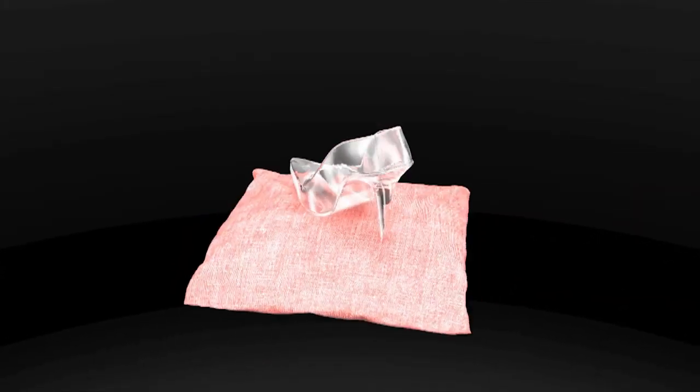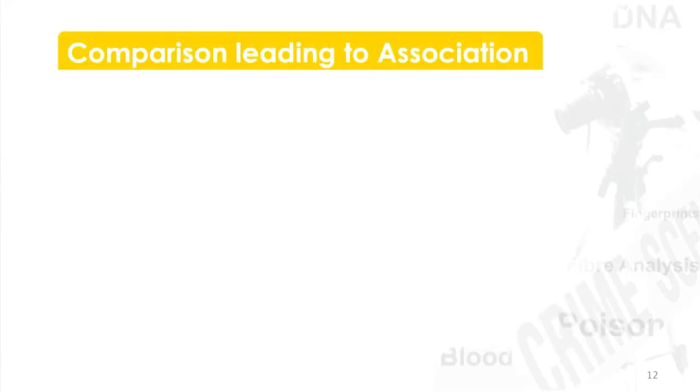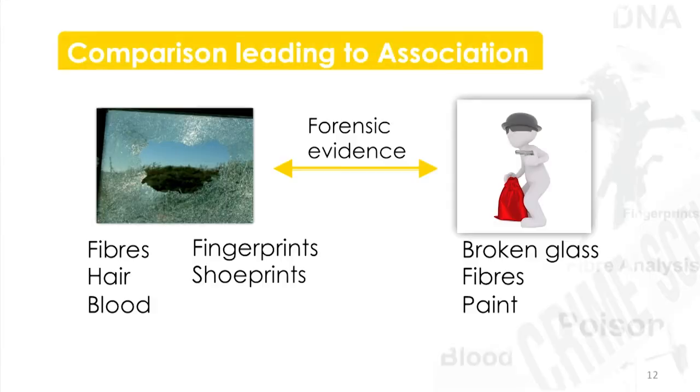So we come back to this idea of comparison leading to association. On the left is our crime scene that you saw before. On the right is our suspect, who again you saw before. So evidence found at the crime scene would be compared to evidence found on the suspect, and similarly vice versa. And if those comparisons are successful, then you can associate that suspect with that crime scene.